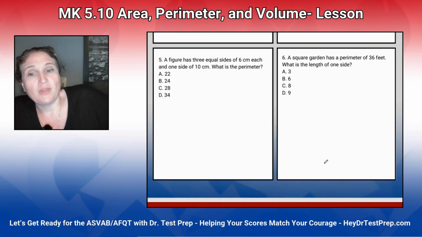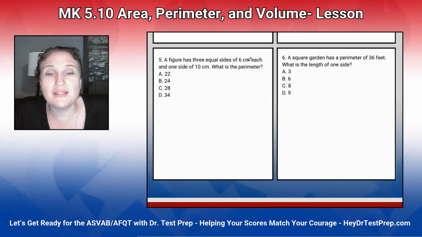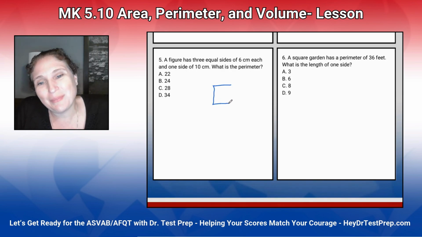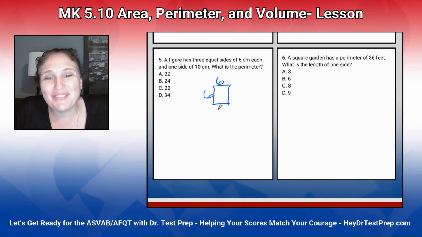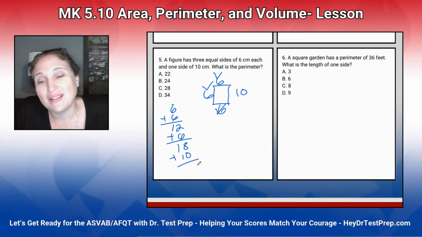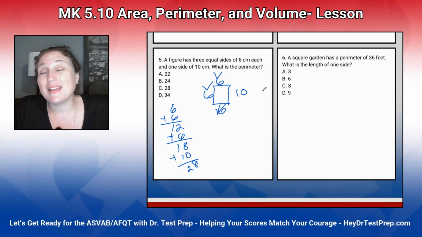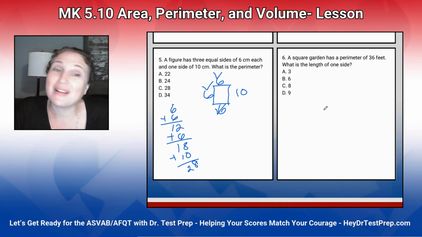A figure has 3 equal sides of 6 centimeters each and one side of 10. What's the perimeter? So I don't know how that's even a possible shape, but whatever. 3 6s and a 10. That's kind of funny. 6 plus 6 gives us 12. Plus 6 again gives us 18. Plus 10 gives us 28. I mean, I guess with the angles, it would be possible some way. I'm not going to try to do it.